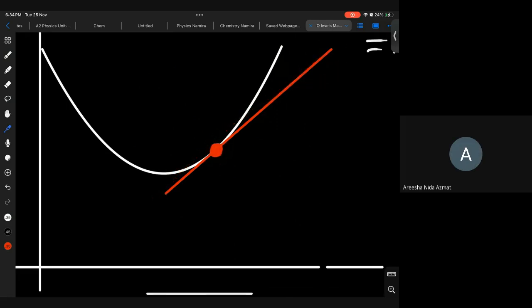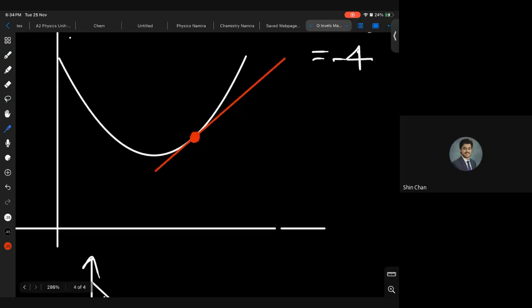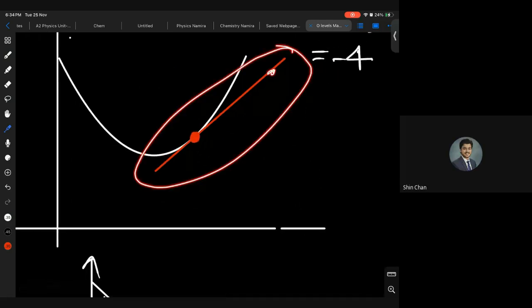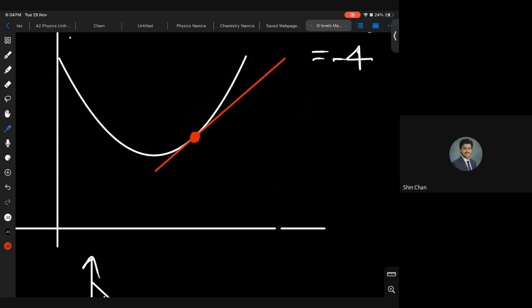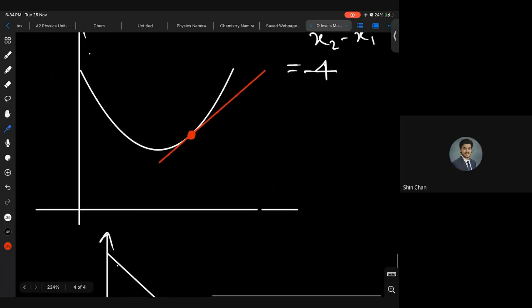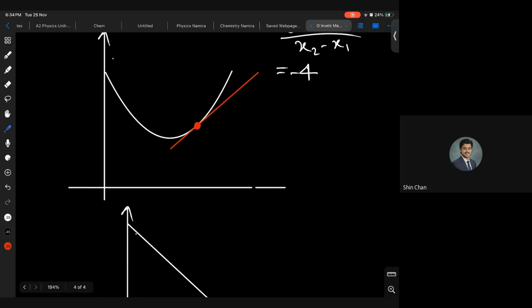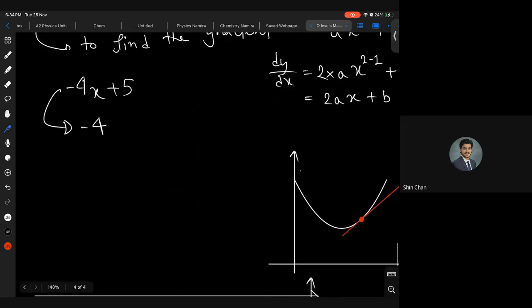So how do we actually find this if we don't know the coordinates exactly? We can draw lines like that and find the gradient of this tangent and assume that it's the gradient. Now that's a hassle for us. That's why the mathematicians did what? They found dy by dx.